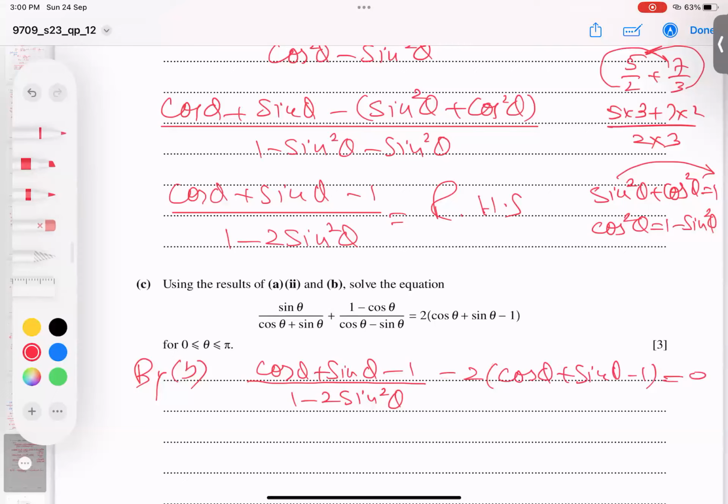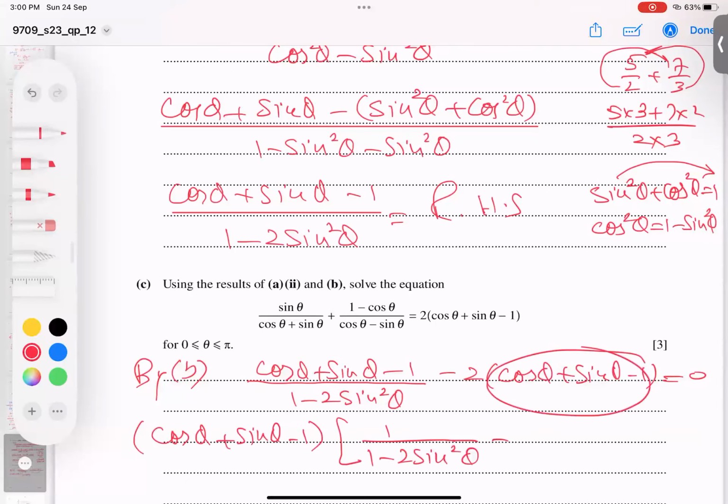Clear. Now, from this whole break, is this matching? Yes, matching. Can I take common out? Yes. Cos theta plus sine theta minus 1 common out. When I take common out, students, this is totally gone, 1 left. This is totally gone, so 2 left. And I believe up till here, points are very clear.